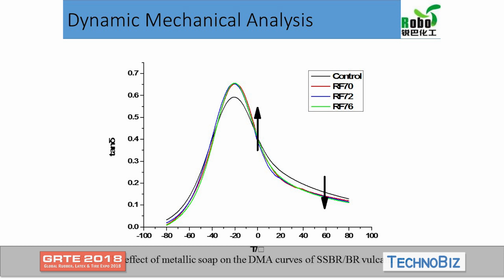And the last is the conclusion. With the addition of the 3 metal soaps, the mixing torque, viscosity, as well as Payne effect of the compound decrease, and the dispersion of silica in the rubber compound is improved. Generally speaking, metal soap effectively improves the processing properties and significantly affects physical properties of rubber compound.